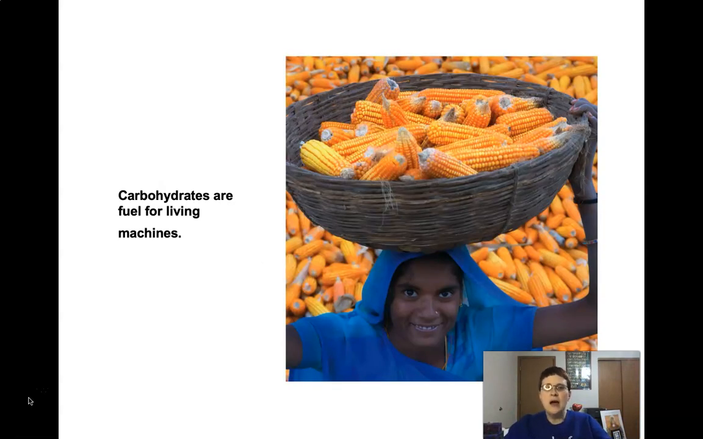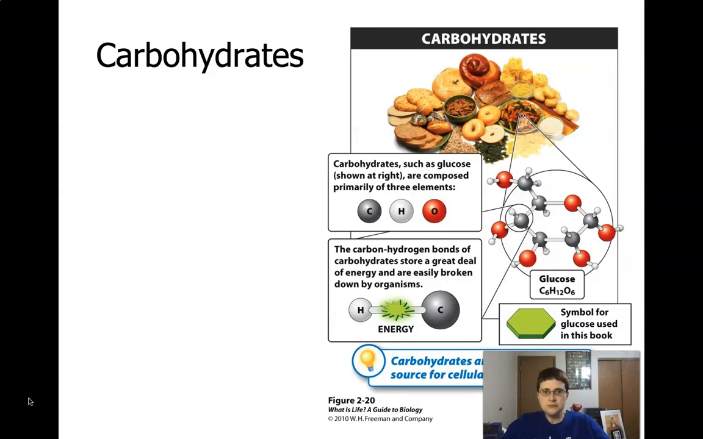Carbohydrates are our main fuel for organisms. Whether you are a plant or an animal, doesn't matter, you are going to use carbohydrates as your fuel. When we think carbohydrates, this is what most of us think about: things like pasta and breads, and anything that contains a starch.